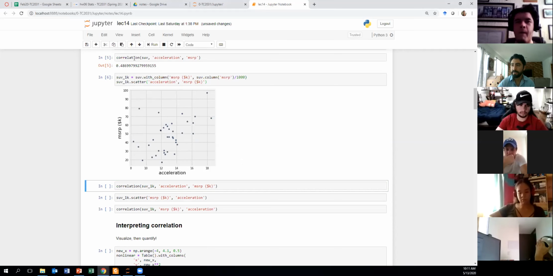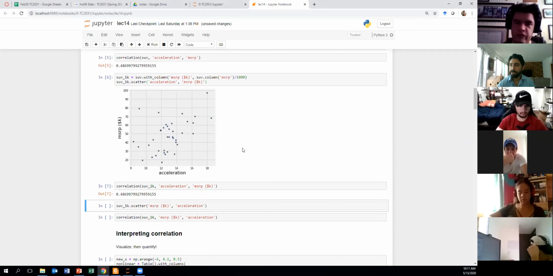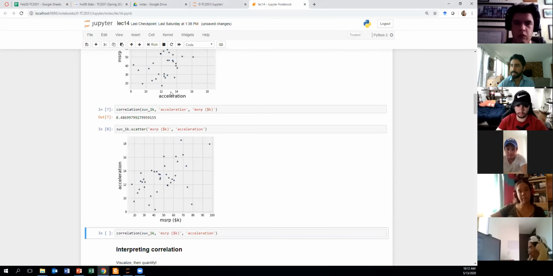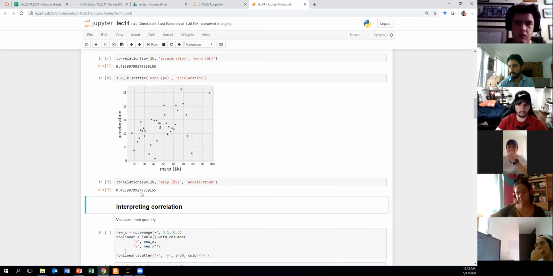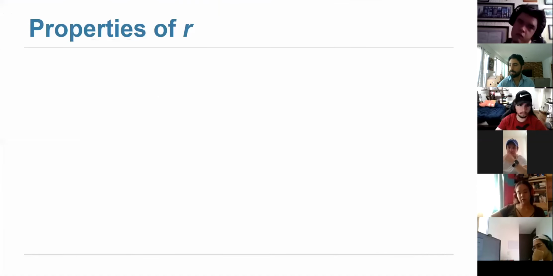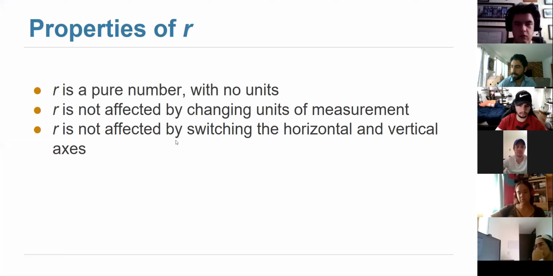I want to calculate the correlation again and see if the value changes or not. As you can see, you get exactly the same value. So R doesn't change by changing the unit of measurement. And if I switch the acceleration and the price, again I expect to see the same R value. This is just to show you the property that we were talking about. It's not affected by changing the unit of measurement, and it's not affected by switching the horizontal and vertical axis.